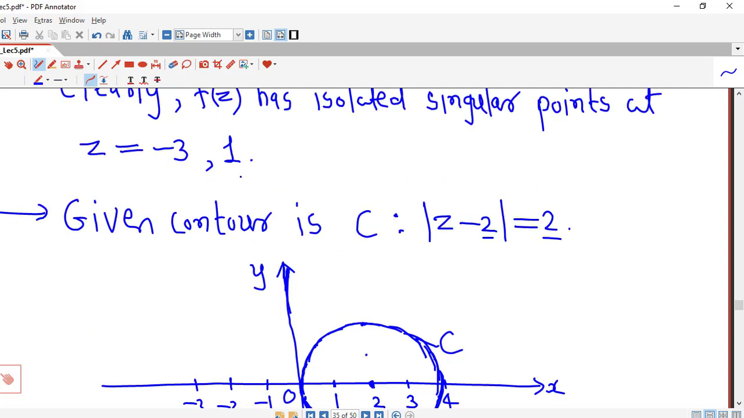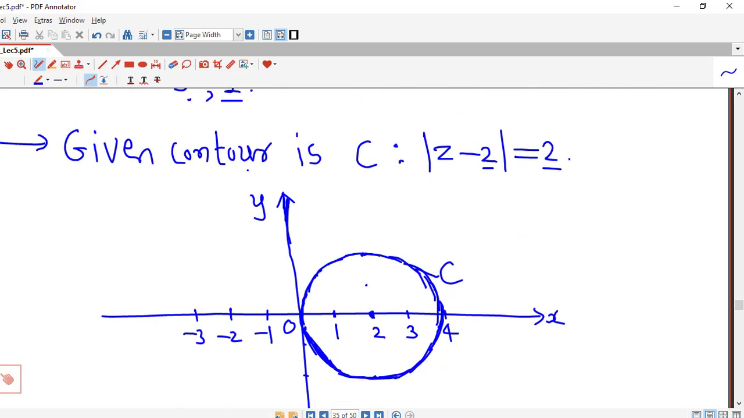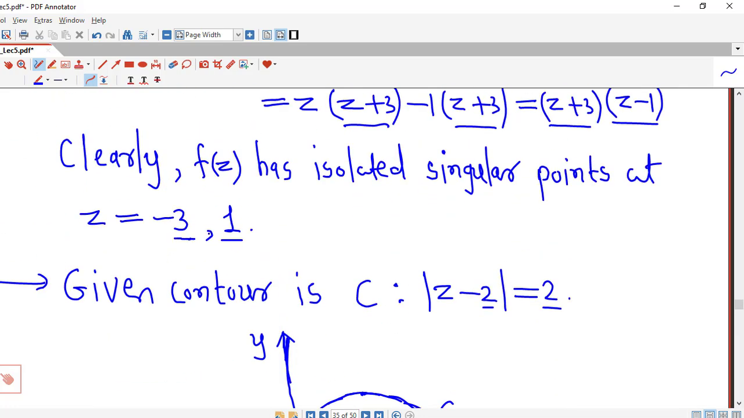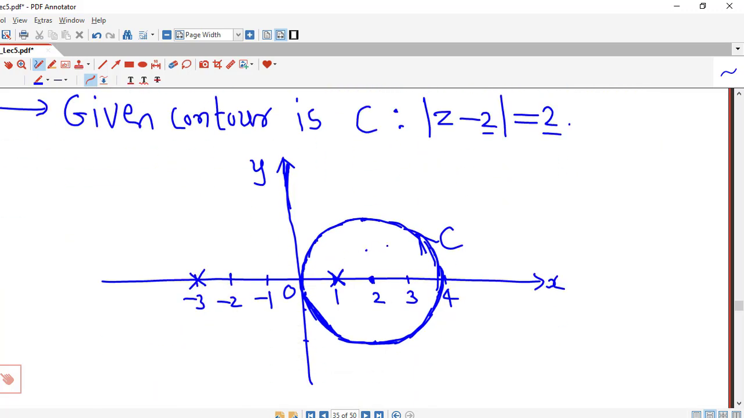Now the two singularities are minus 3 and 1, so we can check that 1 is inside this simple closed contour and minus 3 is outside the contour. So we are interested in this singularity only, and our function is analytic everywhere except these 2 points. So that means the function is analytic at every point inside and on this simple closed contour except only one point, which is z equal to 1. So our function satisfies the hypothesis of Cauchy's residue theorem.